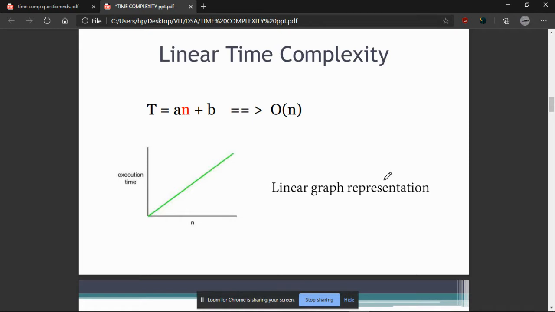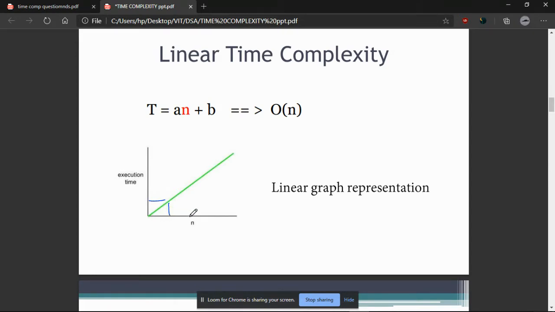Linear time complexity is as what it sounds. The running time increases at most linearly with the size of the input. Linear time is the best possible time complexity in situations where the algorithm has to sequentially read its entire input. Basically what it means is we give an input and it has an execution time.